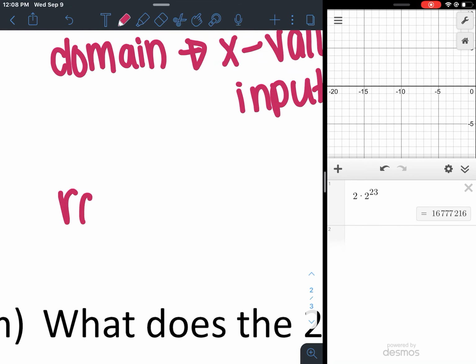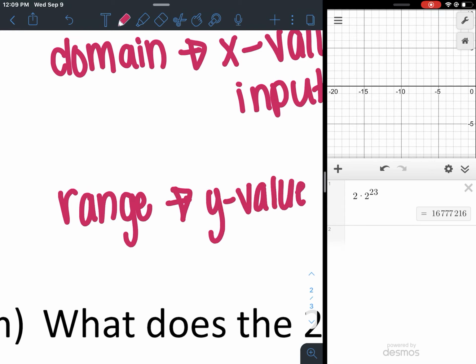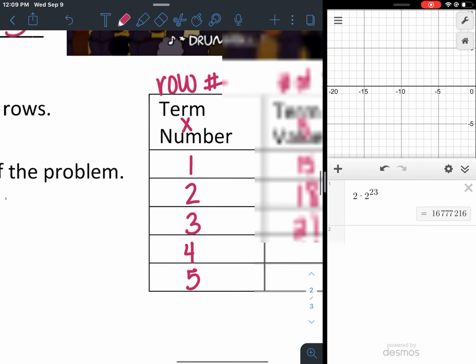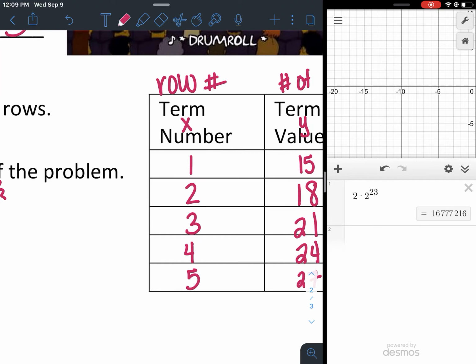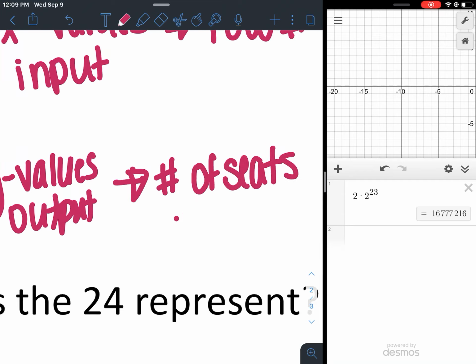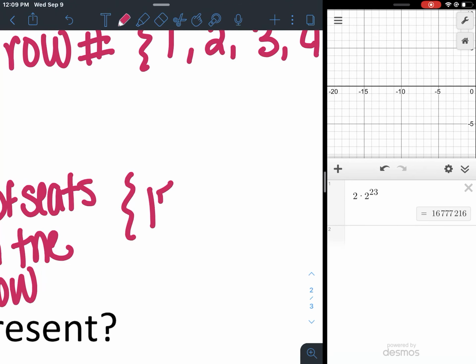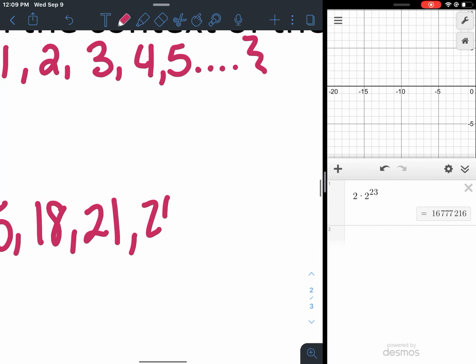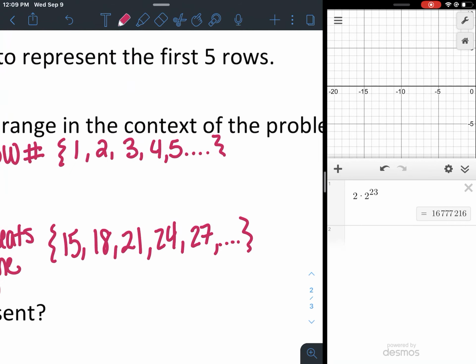And then our range is our y values or our output. And remember, we labeled this as x values and y values. So range was related to the number of seats in the row. And that was 15 seats, then 18, 21, 24, 27, and so on until the theater runs out of room.